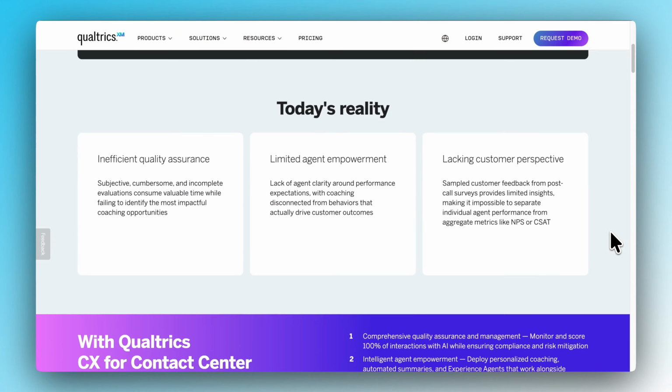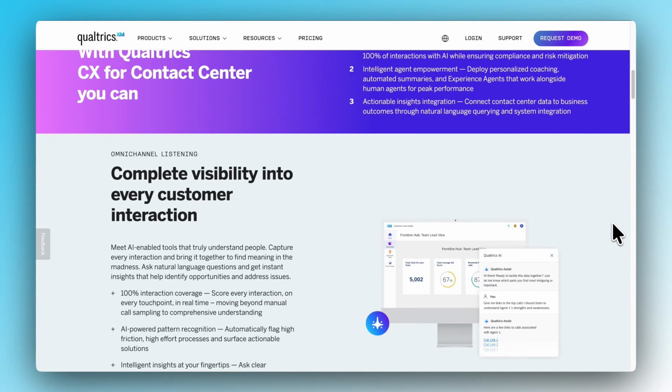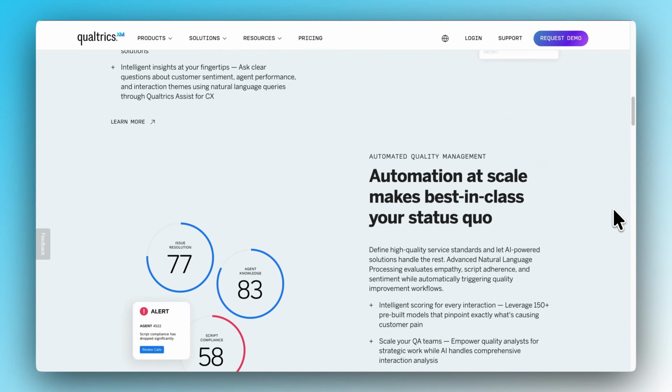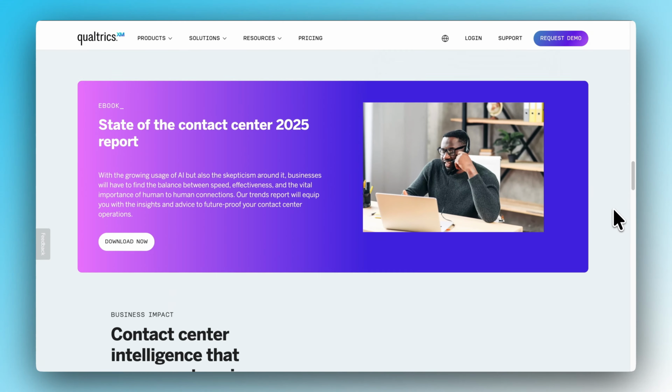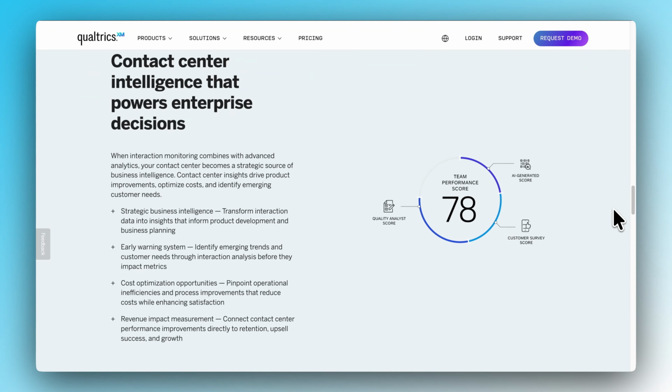For global enterprises running mature CX programs, this level of control is critical. Qualtrics also offers AI assisted features to help teams generate topic hierarchies, summarize feedback, and explore trends, making it easier to navigate large volumes of data without starting from scratch.